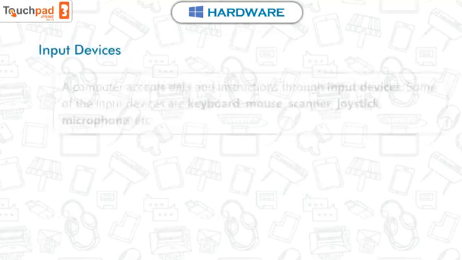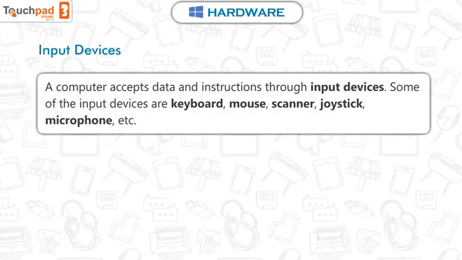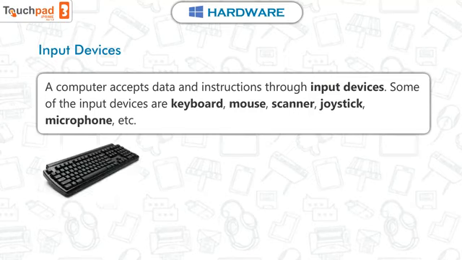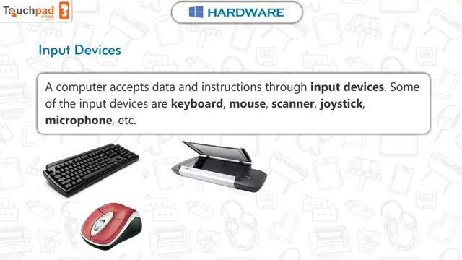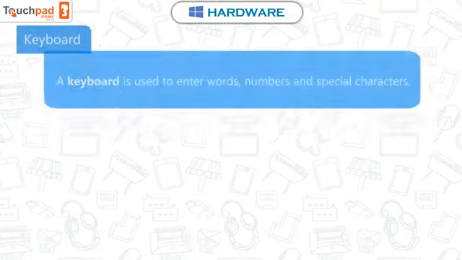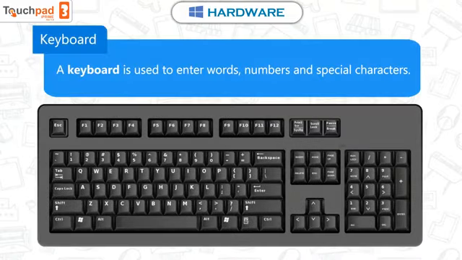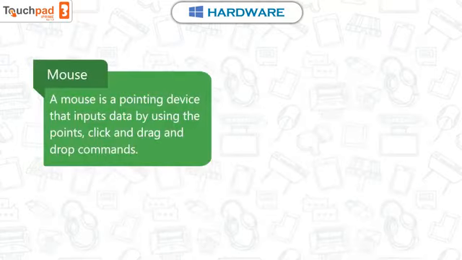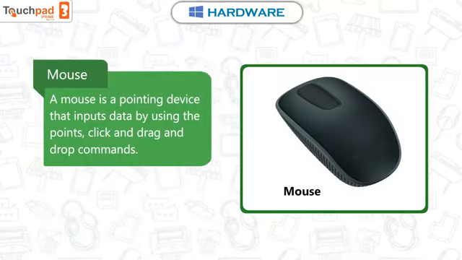Input devices. A computer accepts data and instructions through input devices. Some of the input devices are keyboard, mouse, scanner, joystick, microphone, etc. A keyboard is used to enter words, numbers, and special characters. A mouse is a pointing device that inputs data by using the point, click and drag and drop commands.